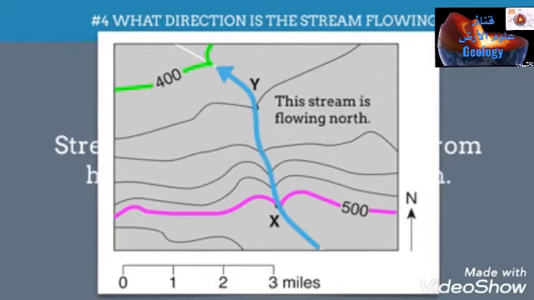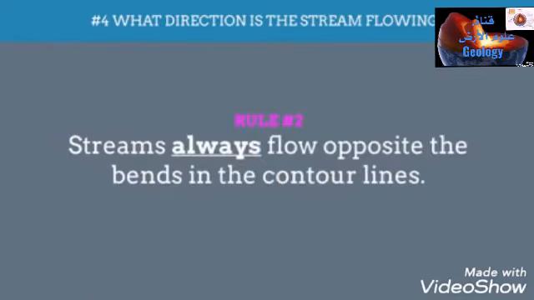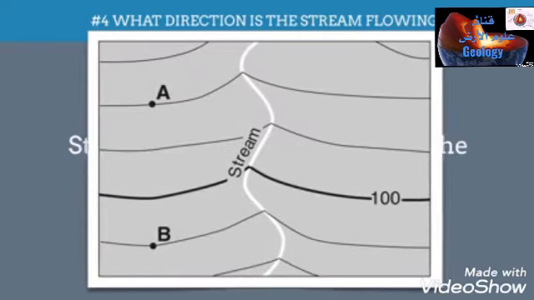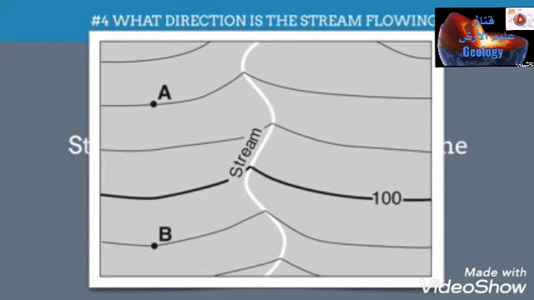But we're also going to run into scenarios where we don't have labeled contours, and so we have to follow Rule 2, which is that streams always will flow opposite the bends found in contour lines. Here's what I mean. Look at this map. I have a stream flowing in the middle here, but I only have one contour line labeled, so I don't know where the higher and lower elevations are.